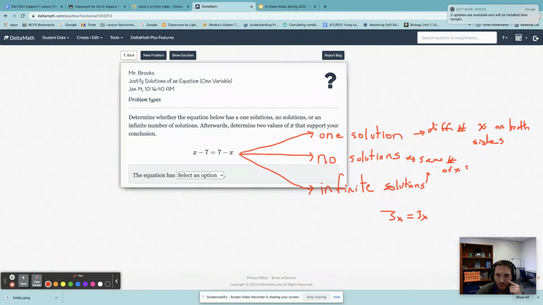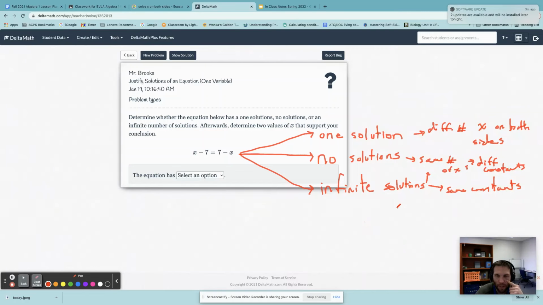And so infinite solutions would be same constants. So for example, 3x equals 3x, the constants are 0, but you can have like 4 and 4, and you still have same constants, so it'd be infinite number of solutions, right? And then now for no solution, it would be different constants.